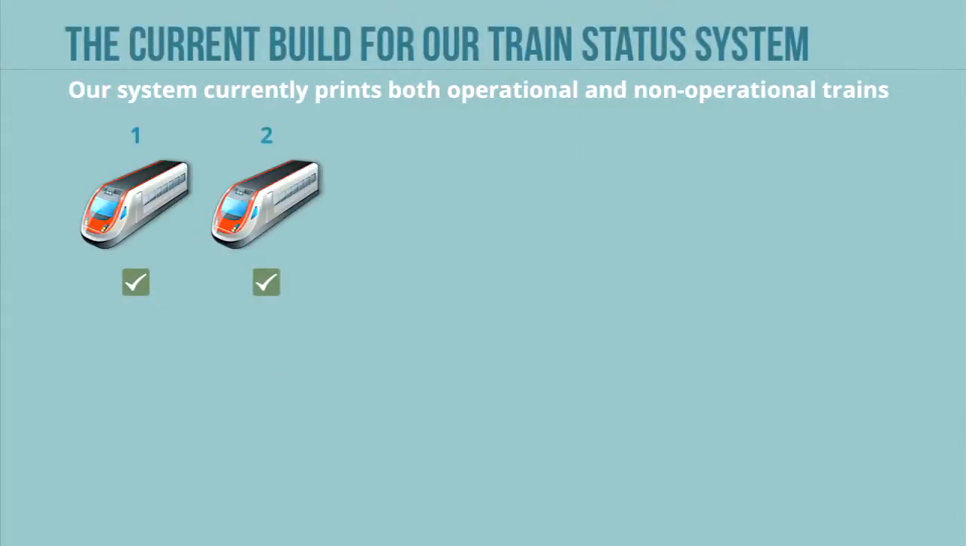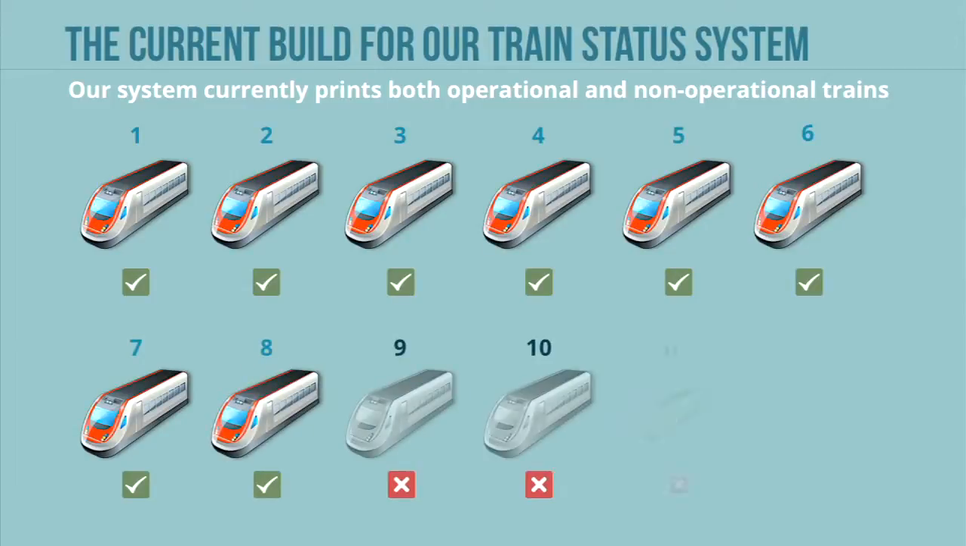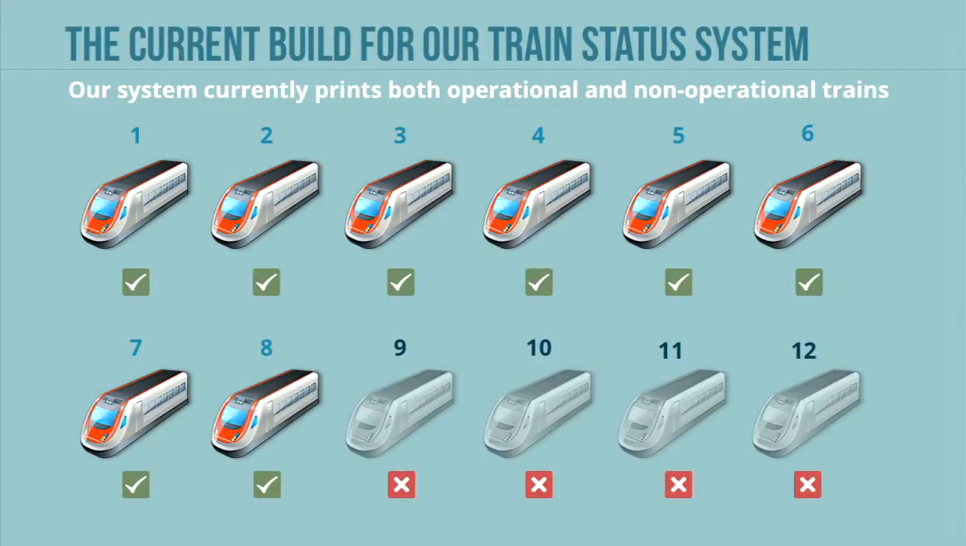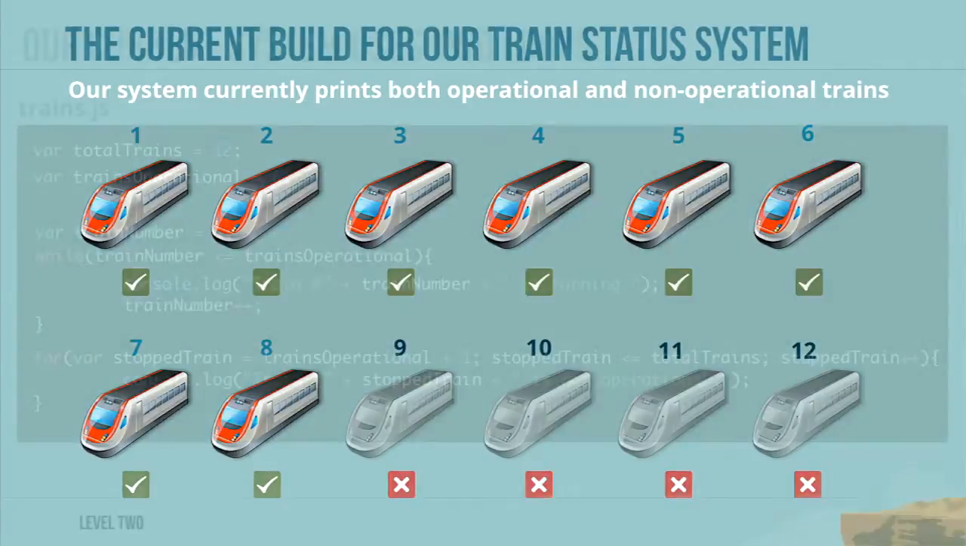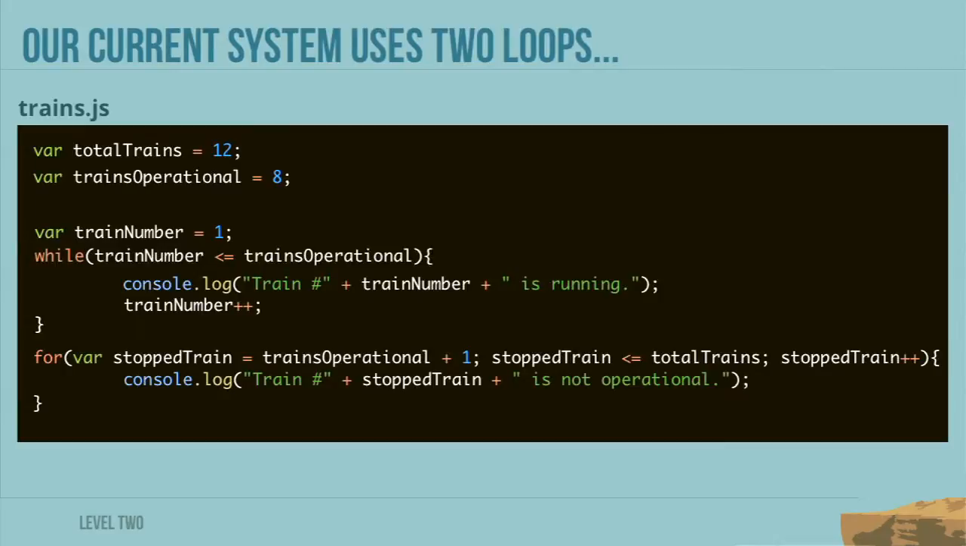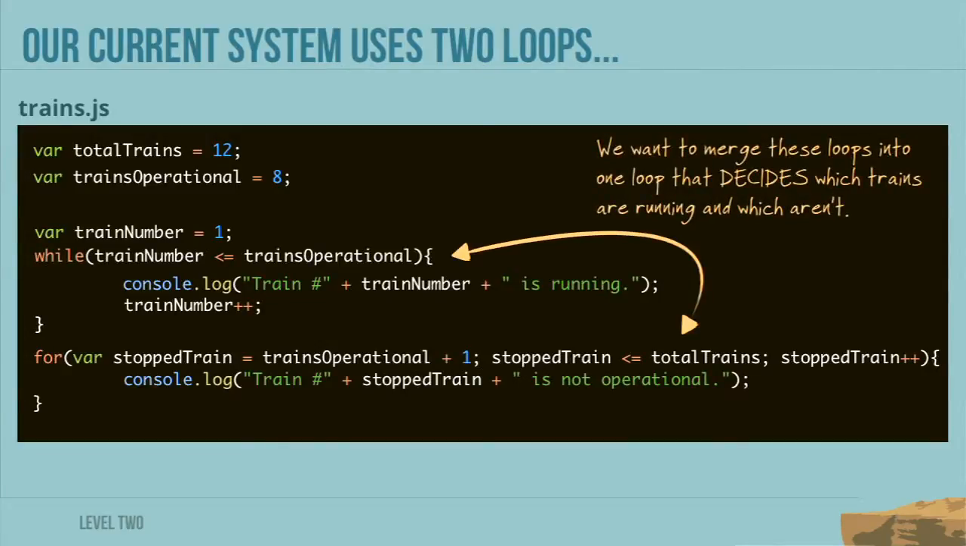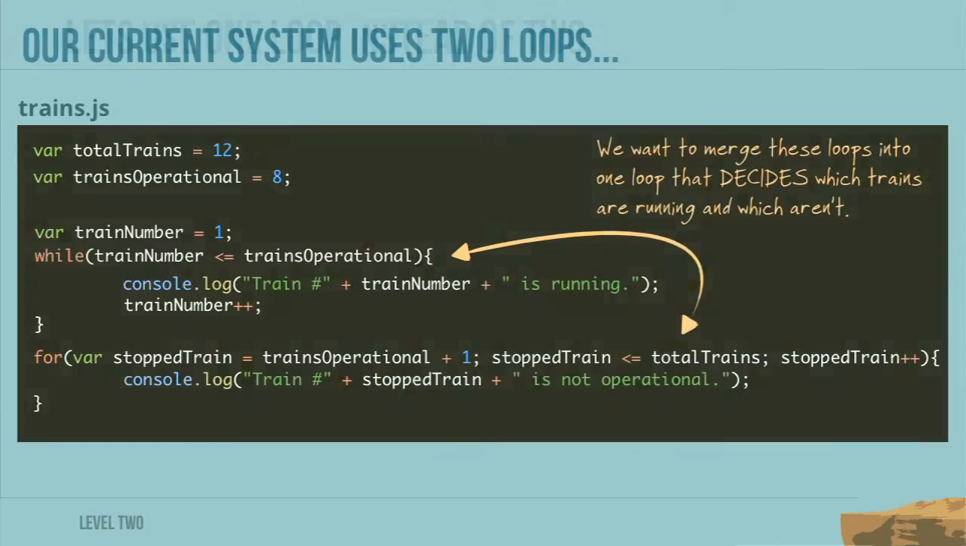You'll remember in the previous level that we printed out all operational trains as well as all non-operational trains in our new train system. We used 2 loops to do that, and here is our previous code. You can see that we used both a while loop and a for loop to get through all of the trains. Our goal here is now to get all of that code inside one for loop. How would we design that?